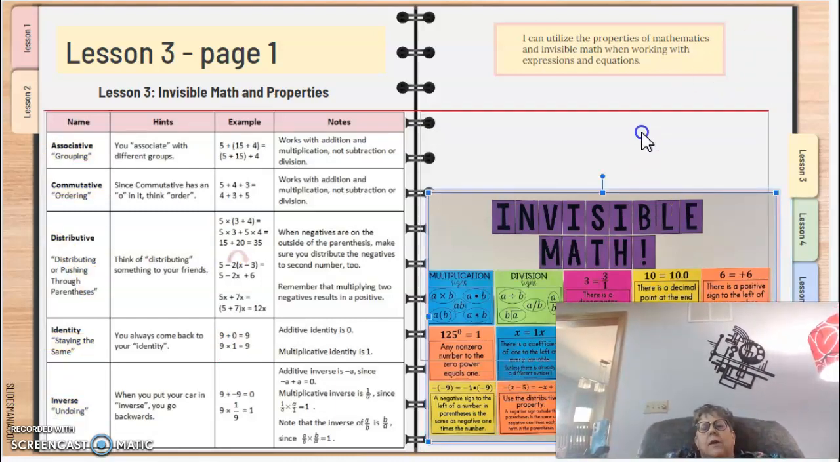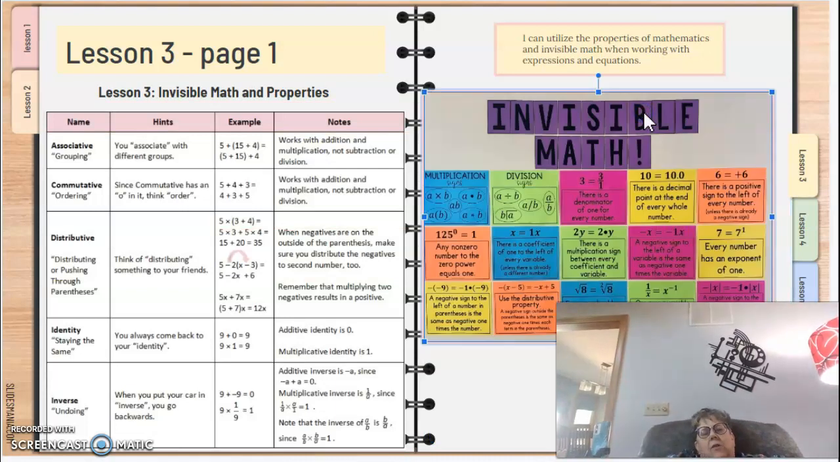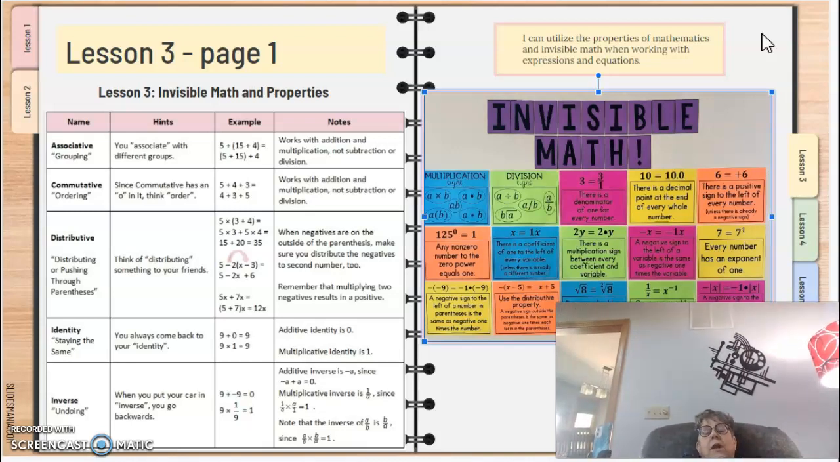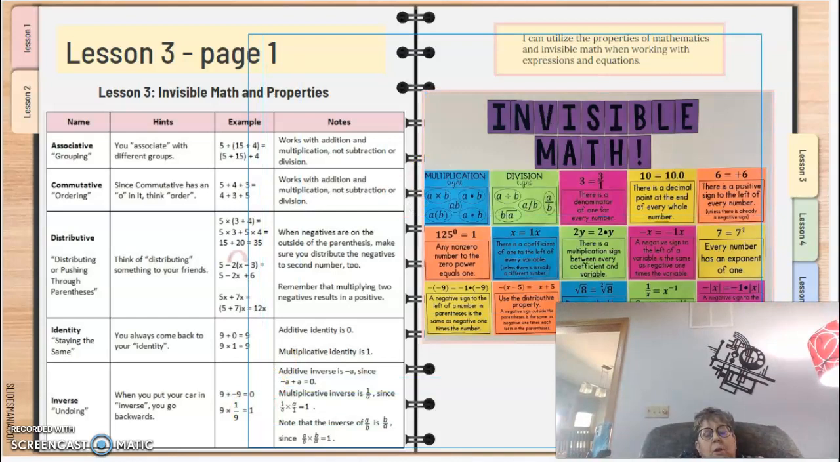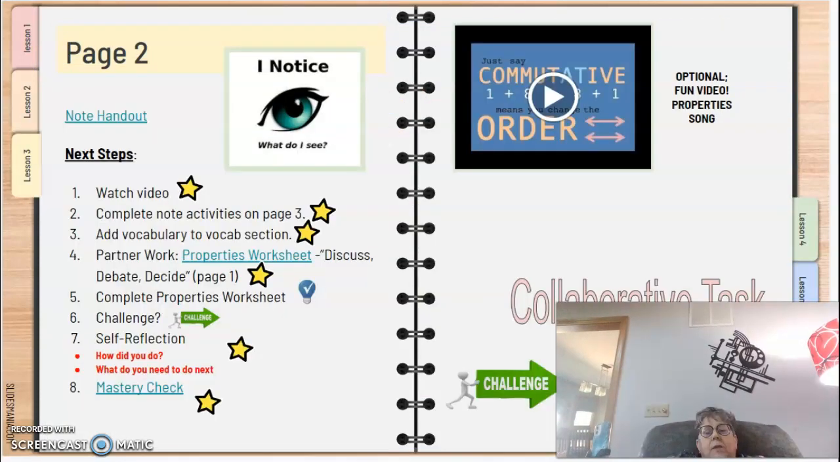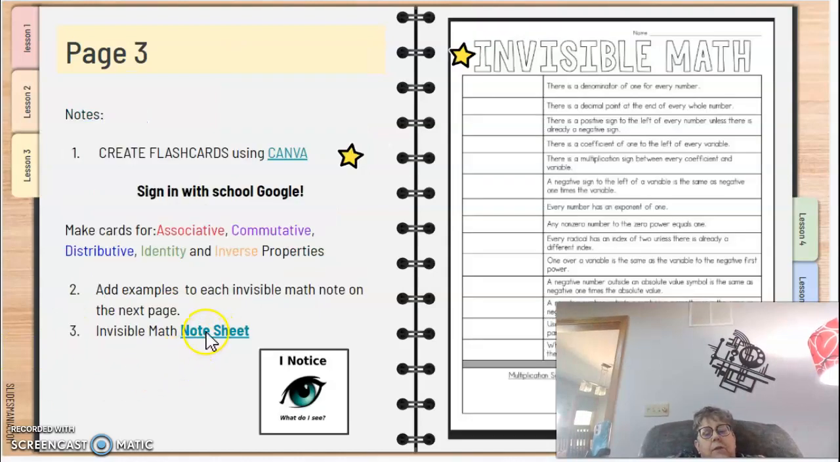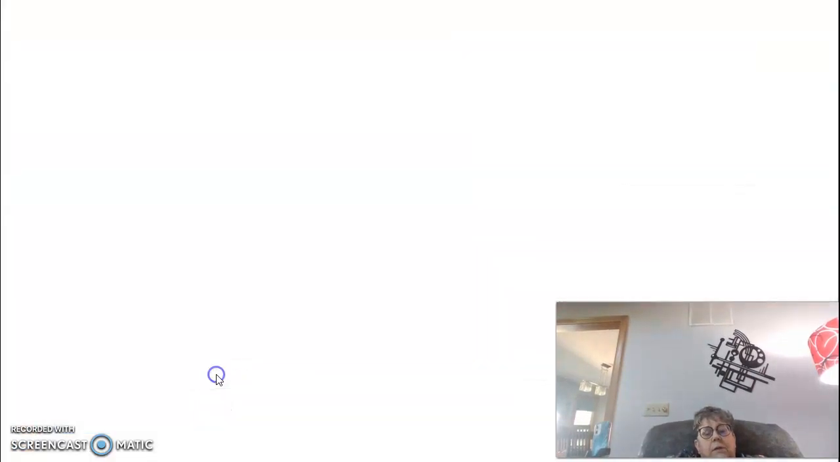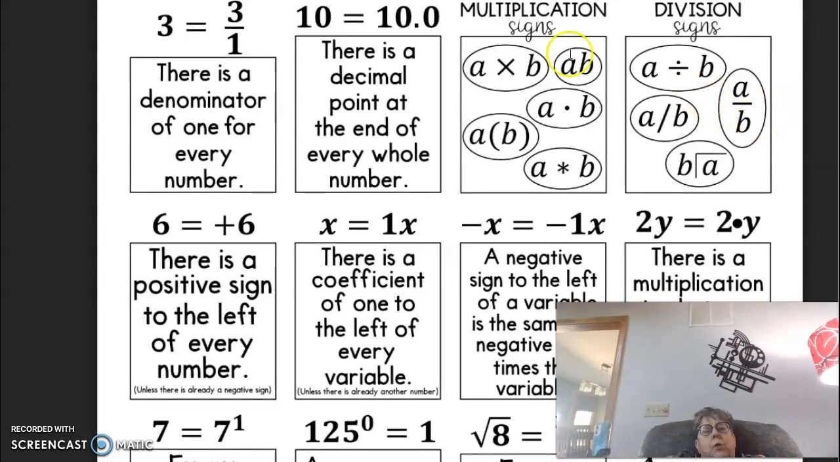I found this graphic on invisible mathematics. And invisible mathematics are things that we all know or should know and do automatically, but they're really kind of invisible and we don't see them written out quite this way. So I'm going to go ahead and open up a copy of the notes that are really going to show this in more detail so you can really see it. This is the note sheet for the unit, and we're just going to go through it very quickly.